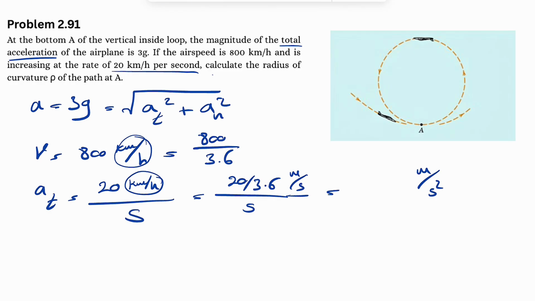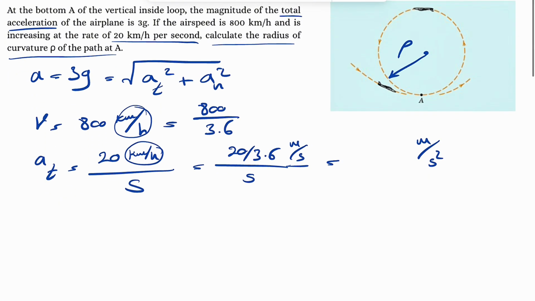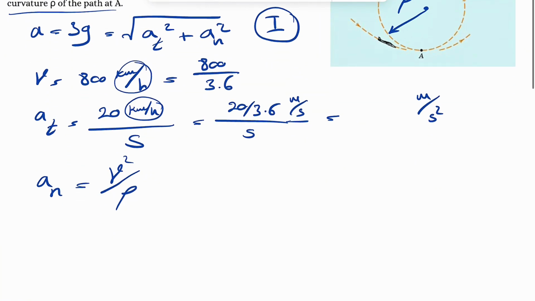Also, at the end of the question, we are asked to calculate the radius of curvature rho of the path at A. So basically, we are looking for the radius rho in here, and the formula that we have for the normal acceleration is a_n equals v squared over rho, and rho is what's missing. Based on the givens that we have, we should be able to find the normal acceleration from the first equation. So let's start with that one.